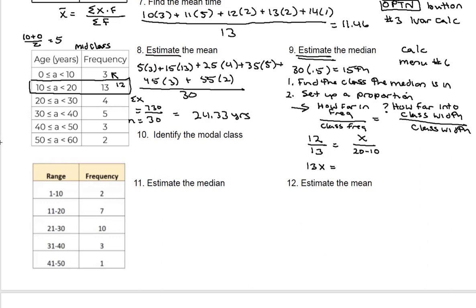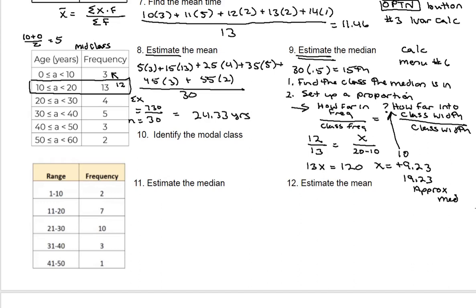So now all I do is cross multiply, and I get 13x is going to equal 12 times 10, or 120. And then when I divide both sides by 13, I find out that x is going to be equal to 9.23. Now, keep in mind, that's how far I have to go into the class width. And where does the class start? Well, the class starts at the number 10. So I'm going to take 9.23 and add 10 to it. And that's going to give me my approximate median of 19.23. Basically, like I said, what we're going to do is set up a proportion. We're going to do it again in the next one. So let's try this again.